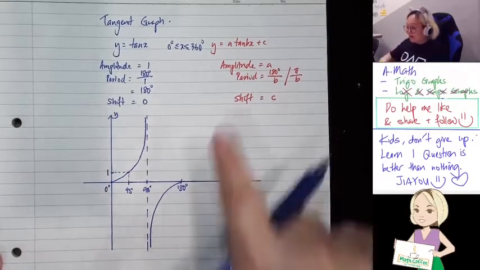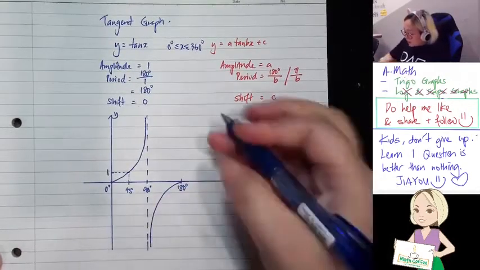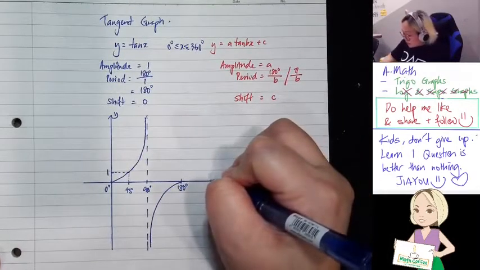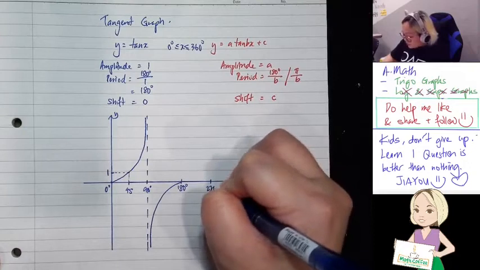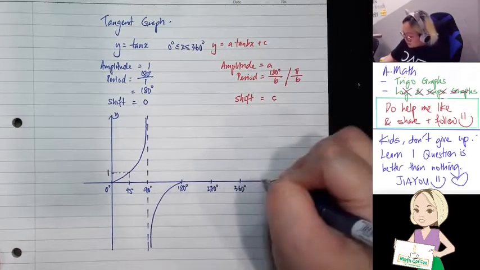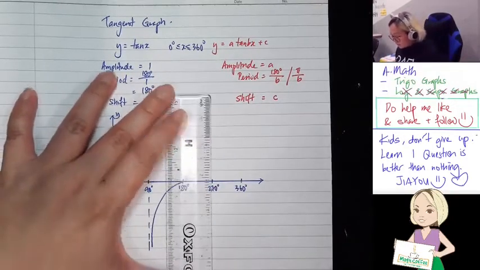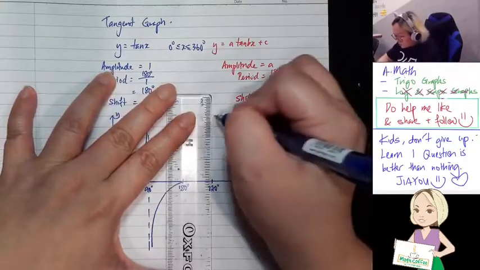But we are not done. I'm supposed to draw up to 360, right? So now we know that our next asymptote will be at 270, and then here will be 360. So my next asymptote will be at 270. So just draw the asymptote.